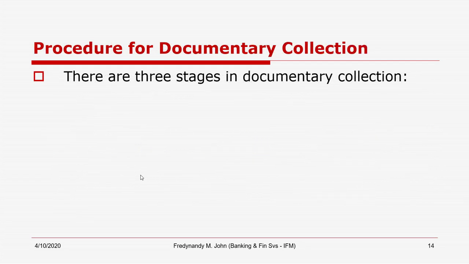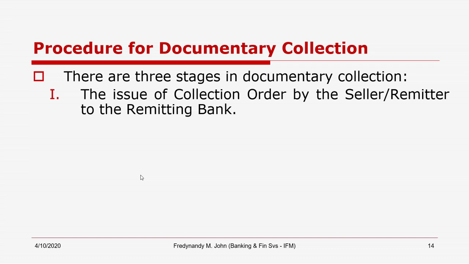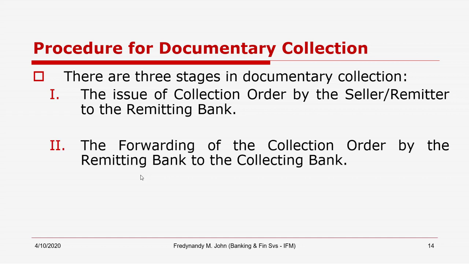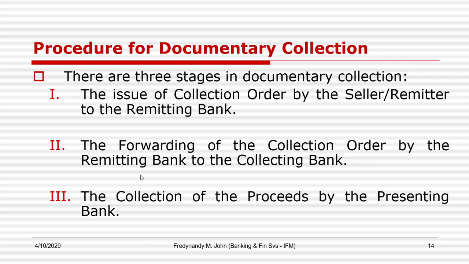There are 3 stages in documentary collection. Number 1, the issue of collection order by the seller or the remitter to the remitting bank. Number 2, the forwarding of the collection order by the remitting bank to the collecting bank. And number 3, the collection of the proceeds by the presenting bank. So these 3 summarize the mode of operation of the documentary collection. Now we're going to discuss the 3 aspects of the documentary collection.